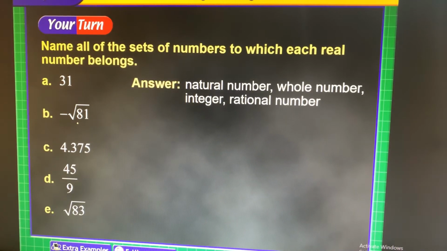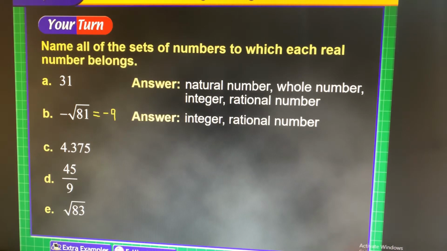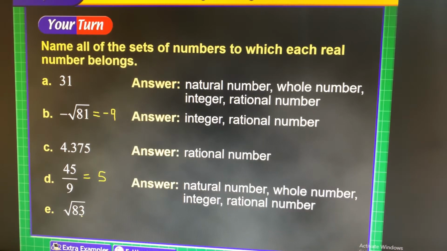Negative square root of 81 is equal to negative 9, and negative 9 is an integer and it's rational. This is a terminating decimal. All terminating decimals can be turned into fractions, and fractions are rational. This is actually equal to 5, so it's all of them. And this is a non-perfect square, so it is irrational.